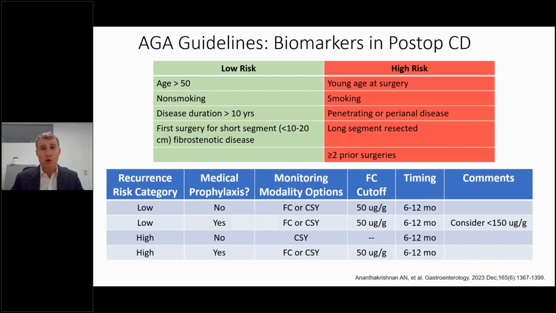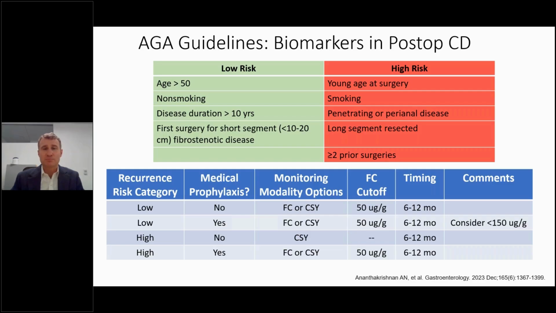So for individuals who are low risk for recurrence, who are either on or not on medical prophylaxis postoperatively, you can actually consider implementing a fecal calprotectin strategy, measuring the fecal calprotectin within 12 months post-op, and if it's less than 50, you can actually obviate the need for a colonoscopy within that first year. For an individual at low risk on prophylaxis, actually you can even bump that cutoff up a little bit from less than 50 and even consider a higher threshold to act on of 150. And that's largely based on that data I showed you before of the POCER clinical trial.